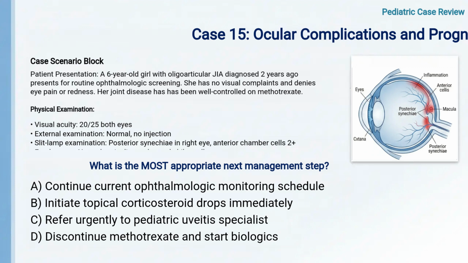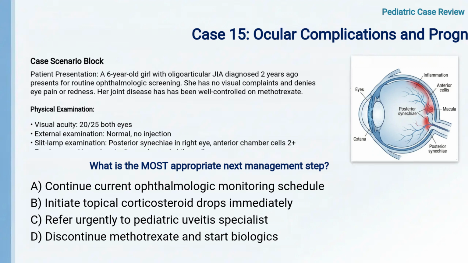Case 15. A 6-year-old girl with oligoarticular juvenile idiopathic arthritis diagnosed 2 years ago presents for routine ophthalmologic screening. She has no visual complaints and denies eye pain or redness. Her joint disease has been well controlled on methotrexate. Physical examination reveals visual acuity 20/25 in both eyes, normal external examination with no injection, slit lamp examination showing posterior synechiae in the right eye with anterior chamber cells 2+, and normal optic disc and macula bilaterally on fundoscopy.